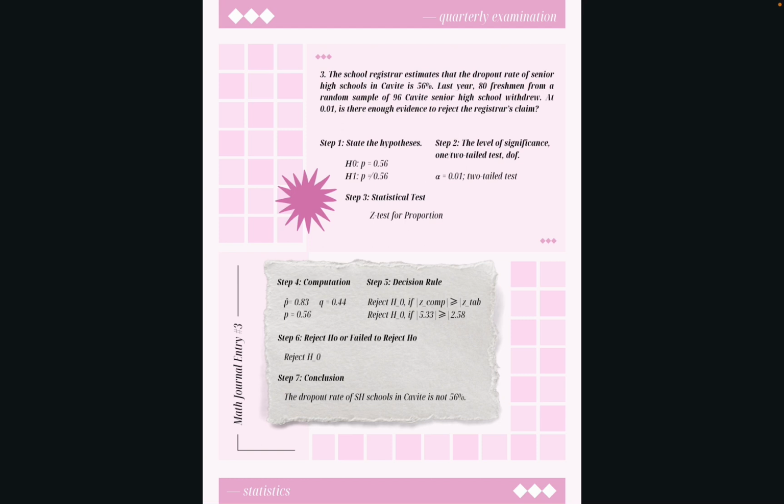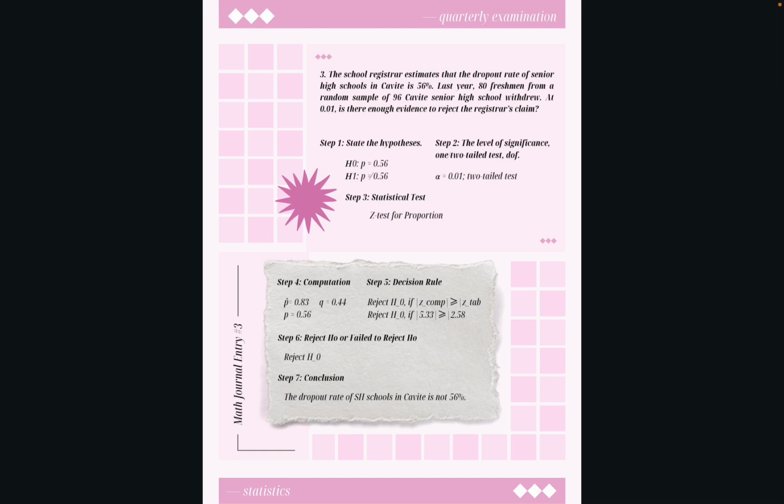Step 2, the level of significance, 1 or 2 tailed test, and degrees of freedom. Alpha is 0.01 and it is a 2-tailed test. Step 3 is the statistical test, and it is a z-test for proportion. Next, step 4, computation: p hat is equal to 0.83, p is equal to 0.56 and q is equal to 0.44.